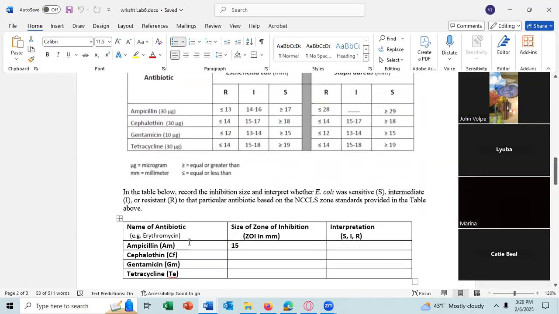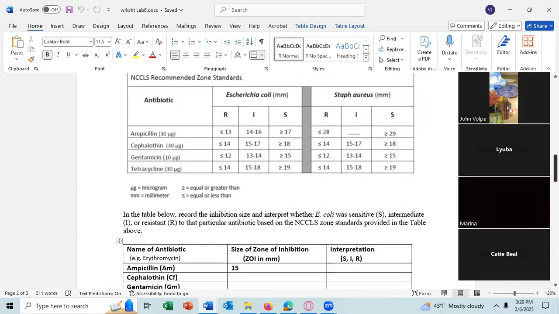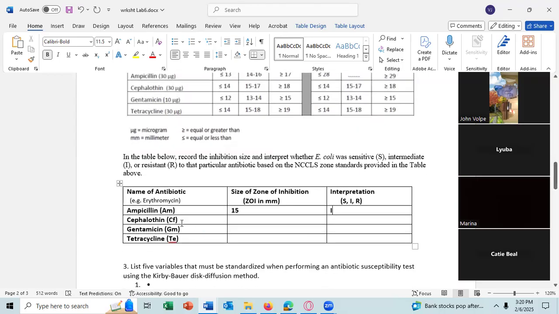For ampicillin AM, the size of the zone of inhibition is 15. And you then look at the table up here. For ampicillin, let me scroll up just a bit. For E. coli, if we have 15 millimeters, it is intermediate. So the correct answer there would be I. So what you do for this question is fill in the table here for CF.